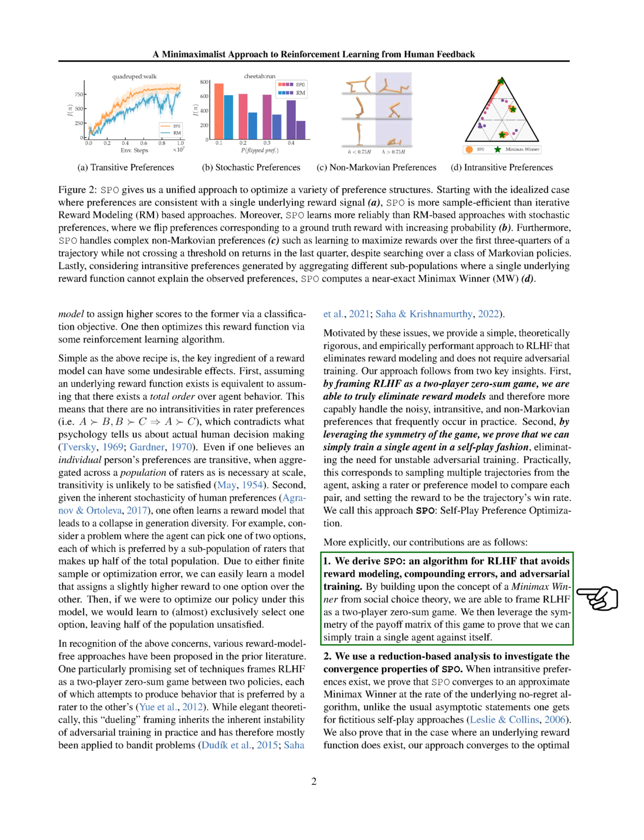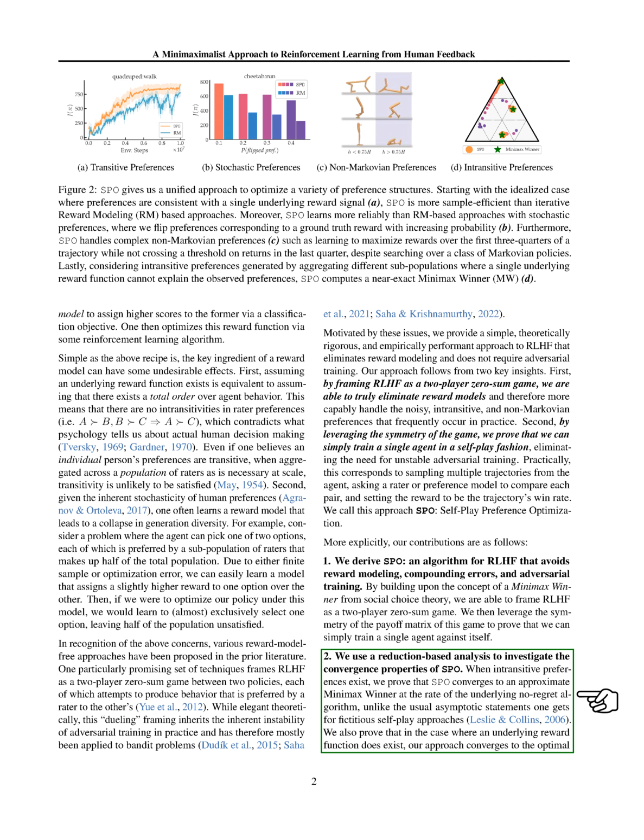By using the concept of a minimax winner from social choice theory, we can frame RLHF as a two-player zero-sum game. We then use the symmetry of the game's payoff matrix to prove that we can train a single agent against itself. 2. We investigated the convergence properties of SPO. When there are inconsistent preferences, we prove that SPO converges to an approximate minimax winner at the rate of the underlying no-regret algorithm. We also prove that if there is an underlying reward function, our approach converges to the optimal policy at a fast rate that matches that of standard techniques.